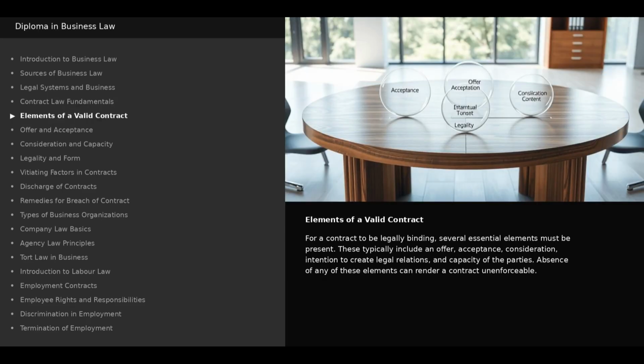Elements of a valid contract. For a contract to be legally binding, several essential elements must be present. These typically include an offer, acceptance, consideration, intention to create legal relations, and capacity of the parties. Absence of any of these elements can render a contract unenforceable.